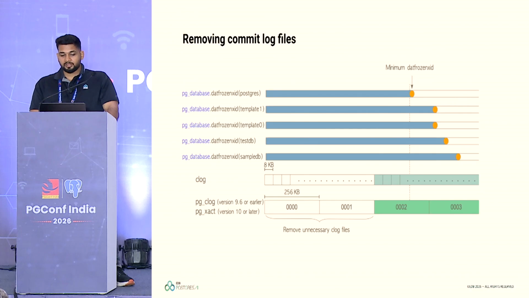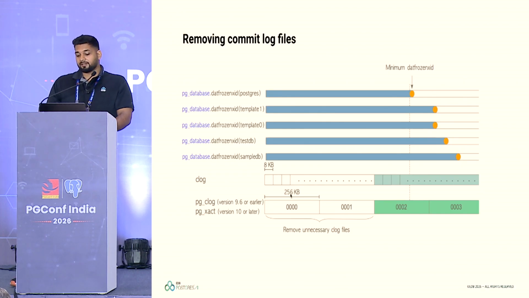So this procedure of removing the commit log files is governed by vacuum. When vacuum runs, and specifically when vacuum freezes certain transactions across the tables of your various databases, that's where the minimum datfrozenxid horizon keeps moving forward, and that's how Postgres understands that there are a certain amount of unnecessary clog files. The name clog used to be used before version 10 of Postgres. Post that, it was renamed to pg_xact, but again, it's just a terminology thing that got changed from version 10 onwards.